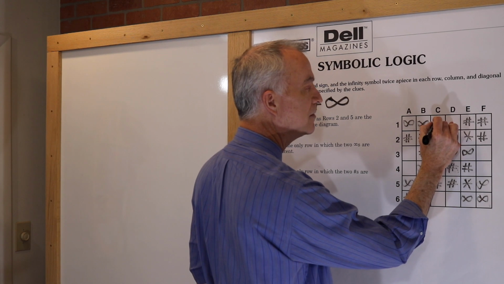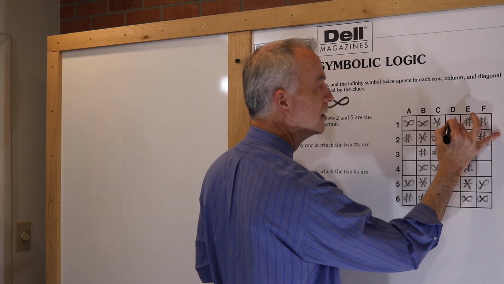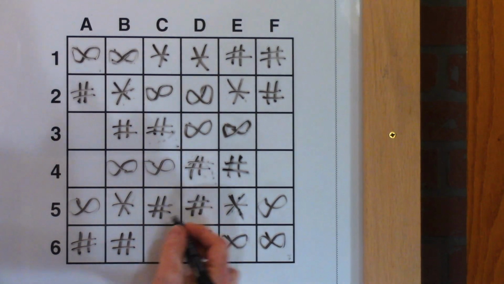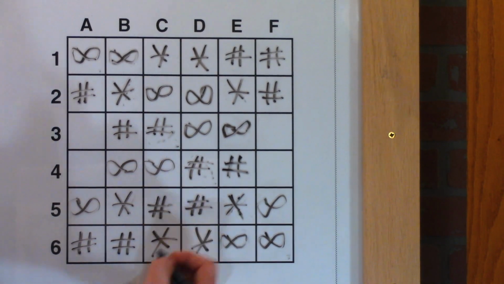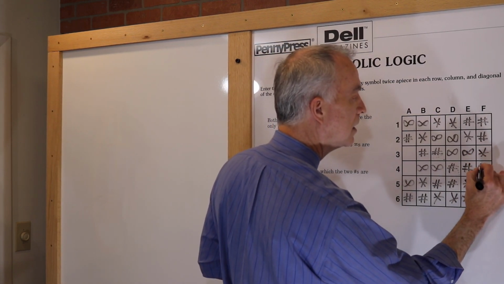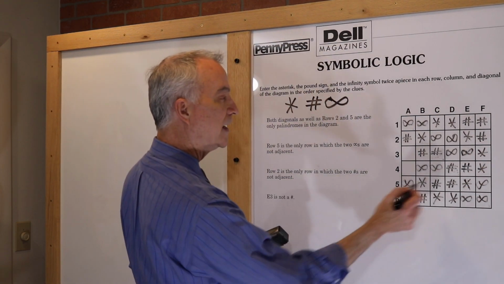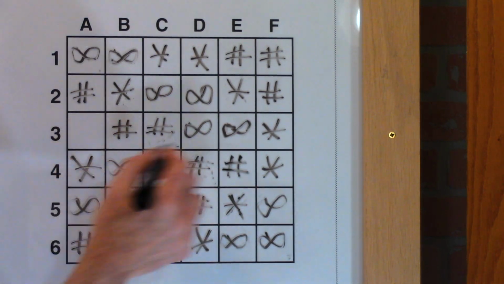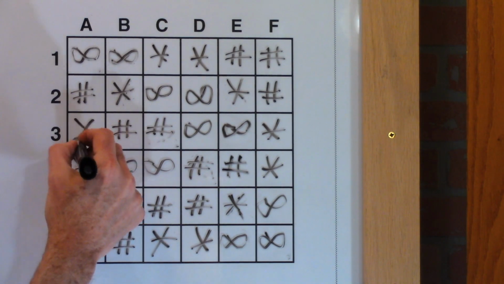Now it's pretty easy to figure out the remaining pieces here. We know that this is going to have to be the asterisk. And down at the bottom also an asterisk. This is an asterisk. Same thing here. And then finally, we've got an asterisk on this end and one more right here.